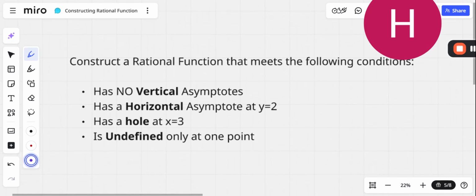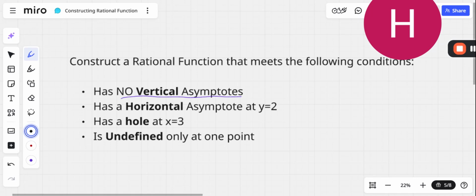We have no vertical asymptotes. That is very important. We do have a horizontal asymptote at y equals 2. There is a hole at x equals 3. And really important that this function is only undefined at one point. There are not multiple points of discontinuity.